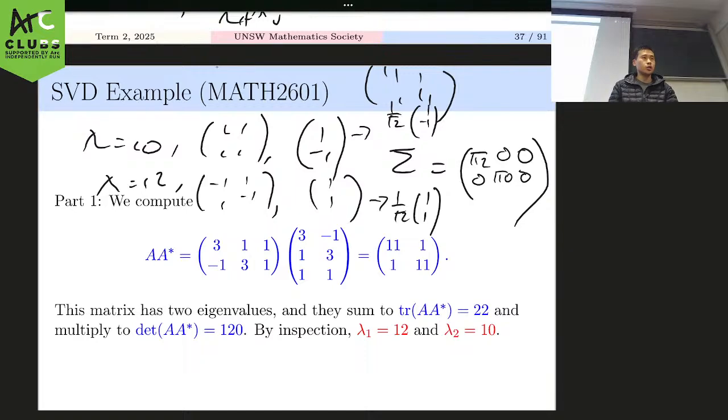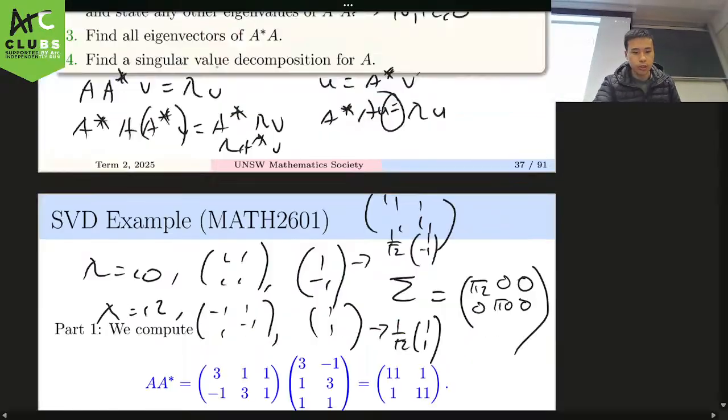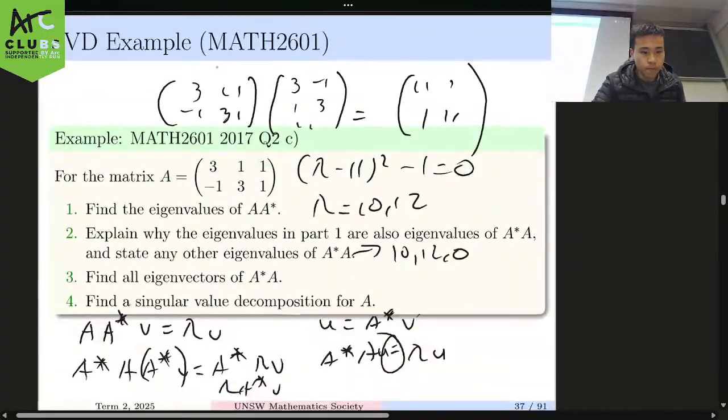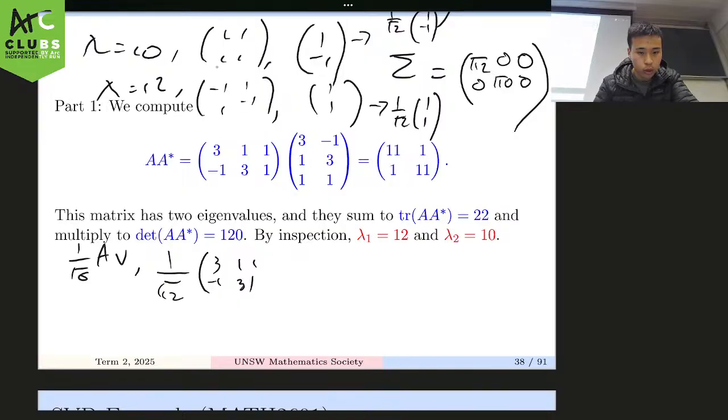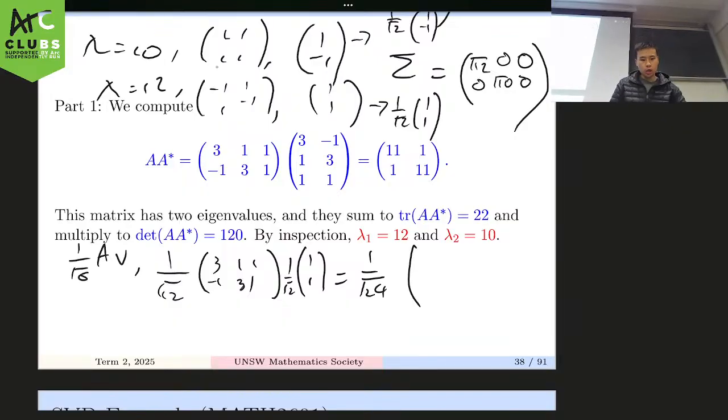Okay, so now I have to apply each of these eigenvectors to that random process. So it's the one on the sigma A V. 1 on root 12, 3, negative 1, 1, negative 1. Okay, B. 1, 1. So I have to bring out 1 on root 2. It's like 1 on root 24.